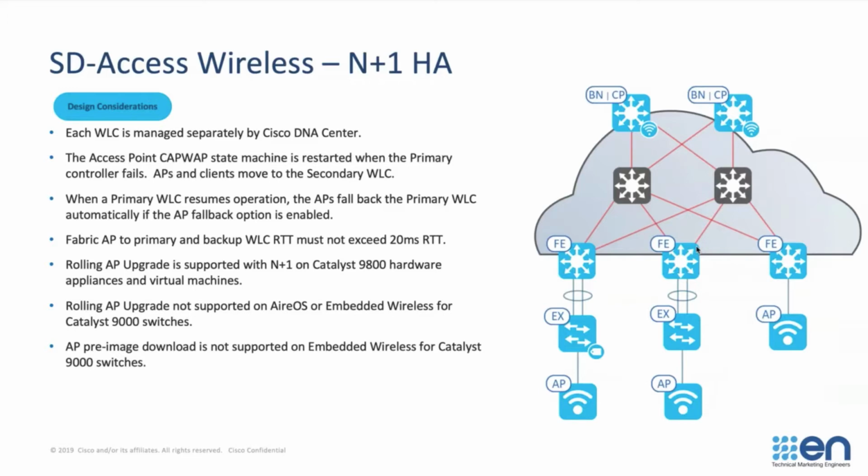Similarly, when you look into the latency, the round trip time between the primary and the backup WLC should not exceed 20 milliseconds. Along with that, when you're implementing the rolling AP upgrade option while running N+1 HA, that can be done on the Catalyst 9000 hardware appliance as well as the virtual machines, which is the 9800-CL. But if you are trying to do it on AireOS or the embedded wireless LAN controller running on Catalyst 9000 switches, that is something which we don't support. These are some of the design considerations when you are configuring N+1 HA.